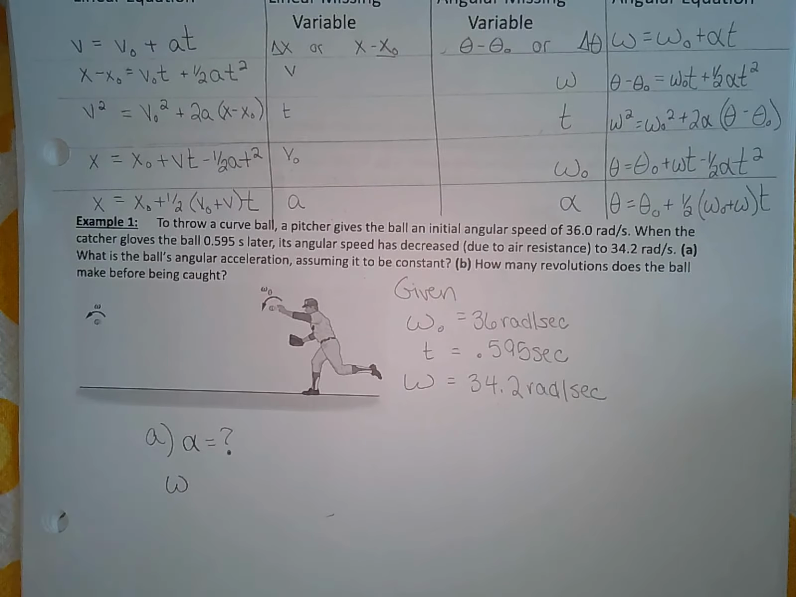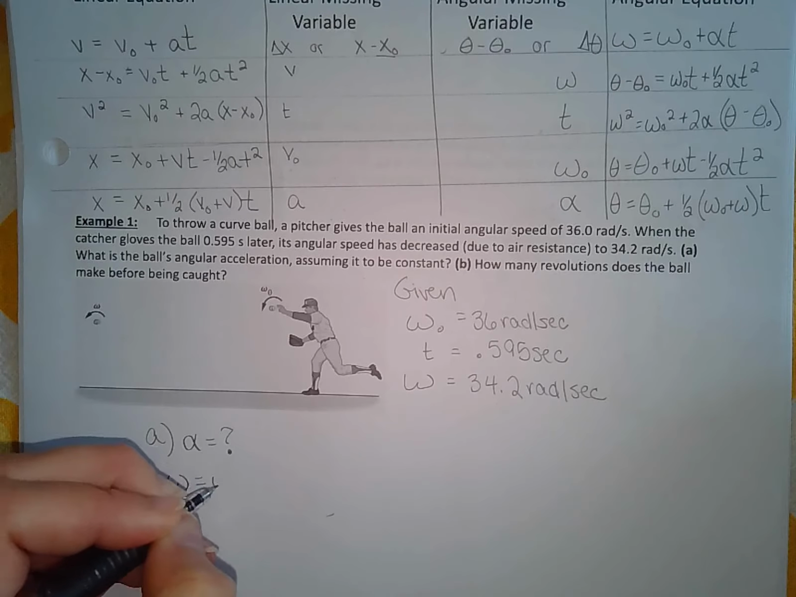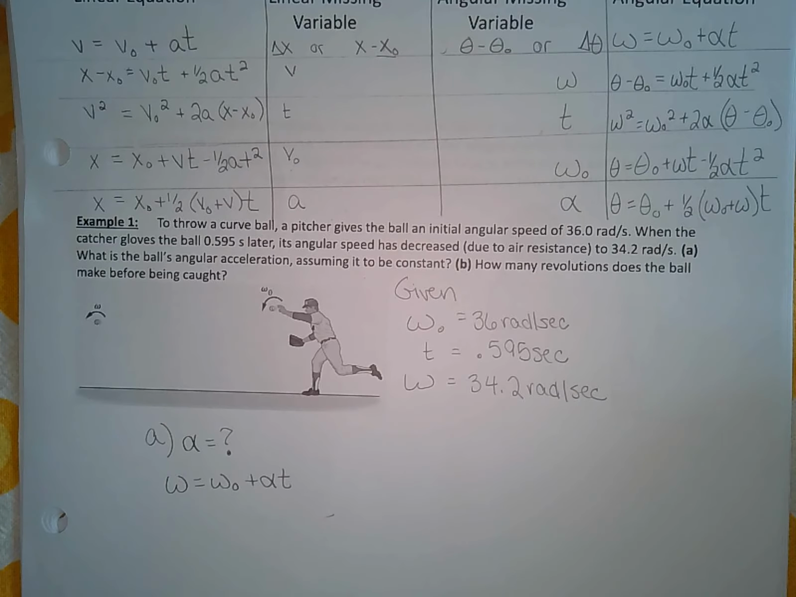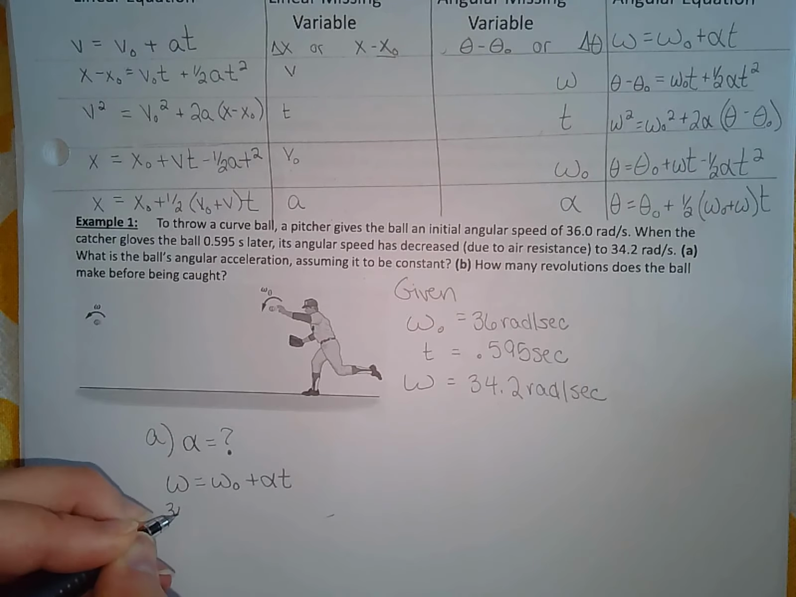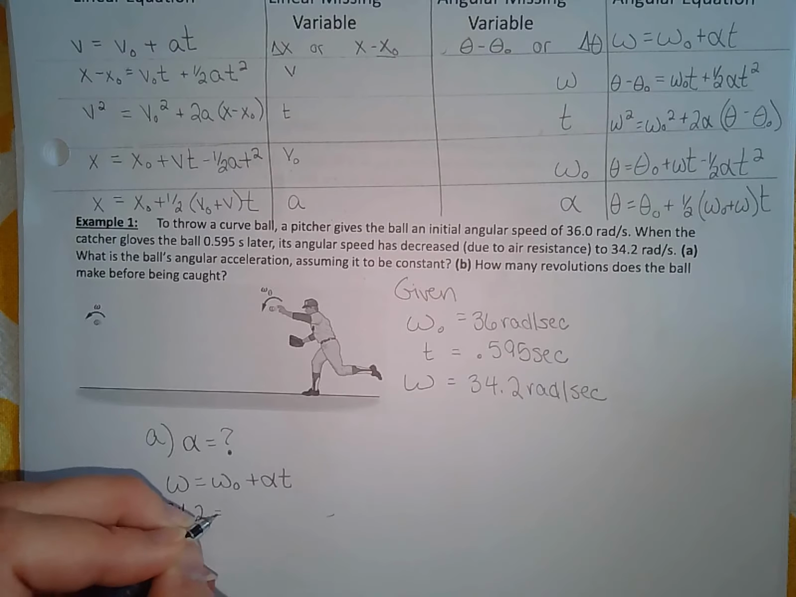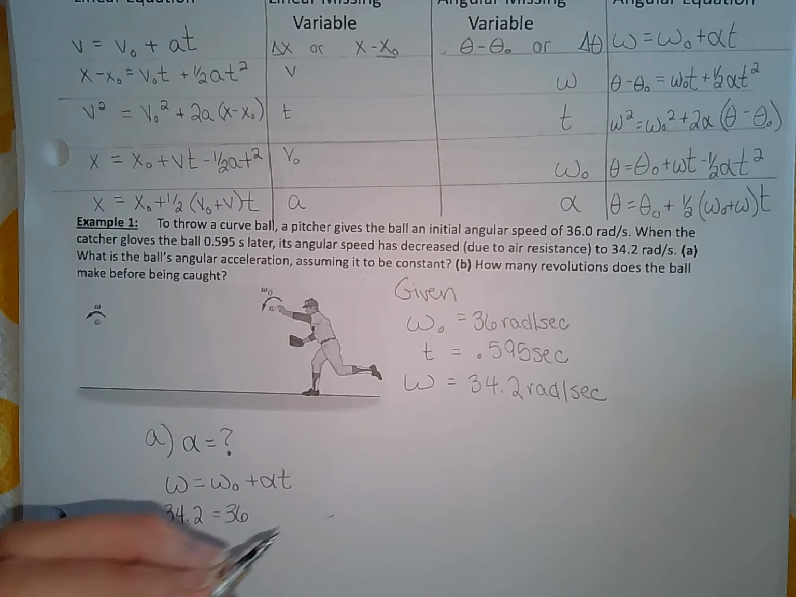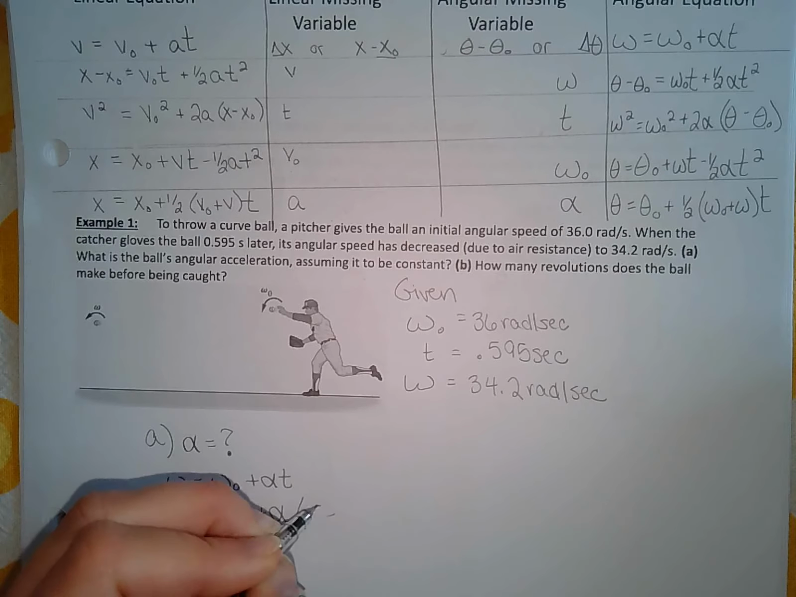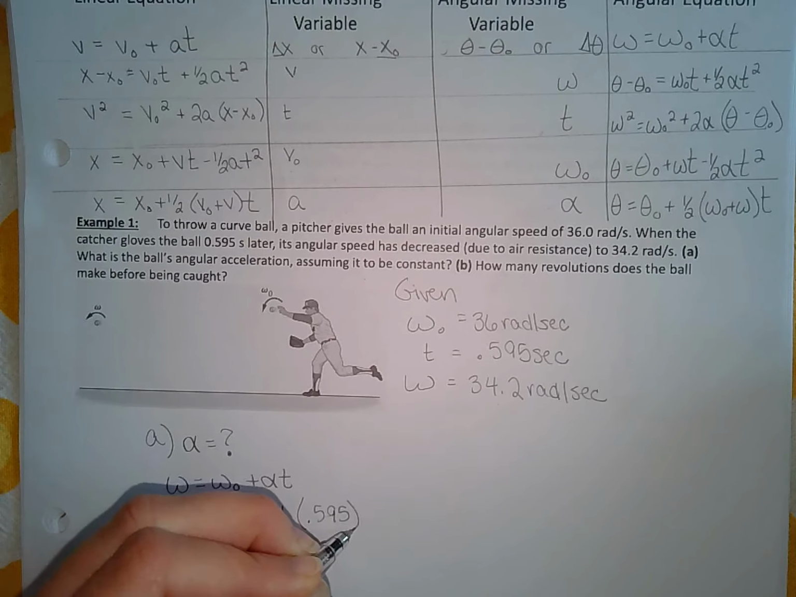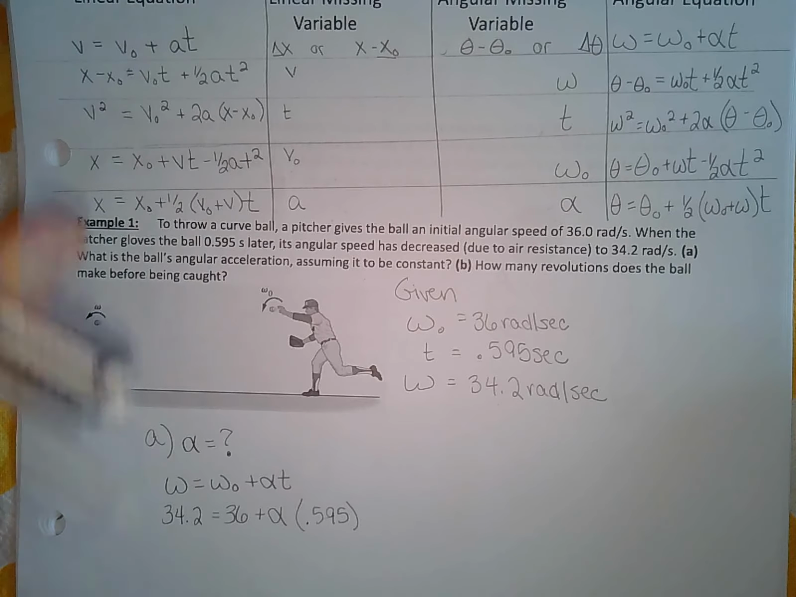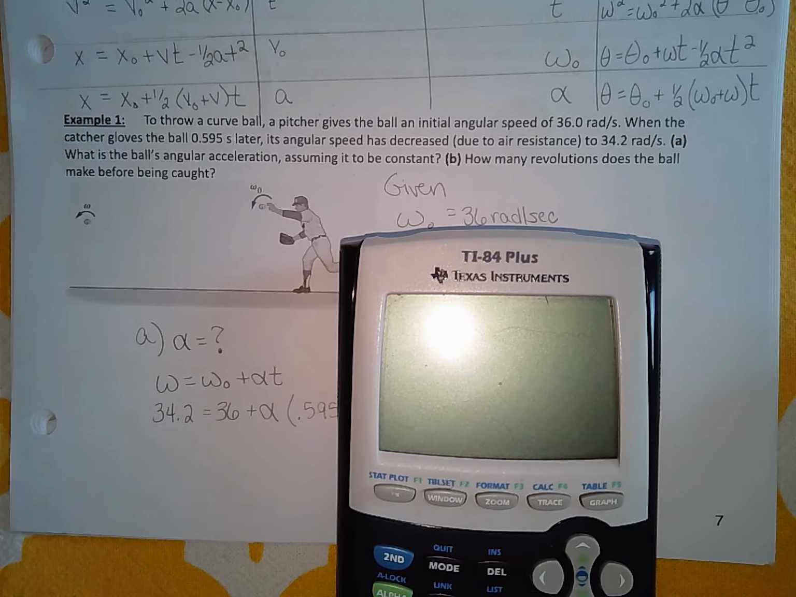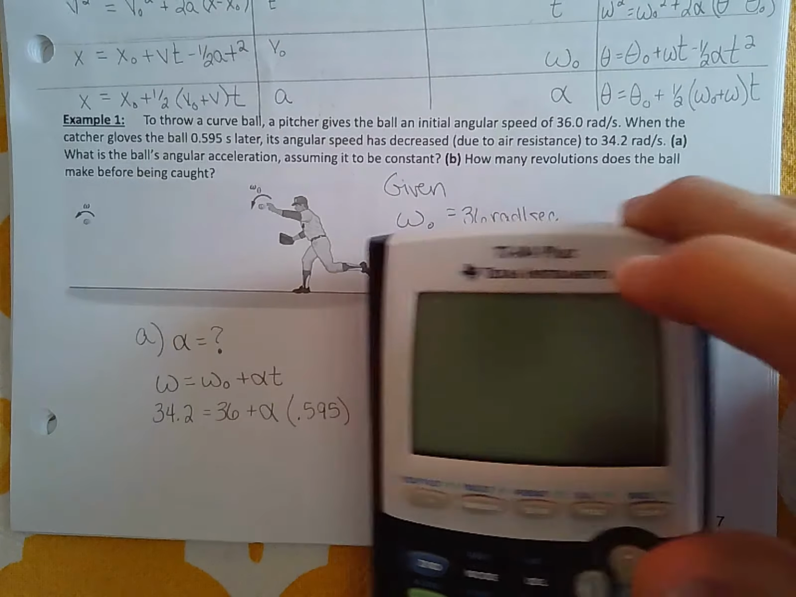Final angular velocity equals original angular velocity plus angular acceleration times the time that it happened. So final is 34.2. Original is 36. Angular acceleration is unknown, and time is 0.595. It would be absolutely wonderful if you guys could see the similarity of this section to chapter 2. I'm going to turn off my light because my calculator glows really funny when the light's on.